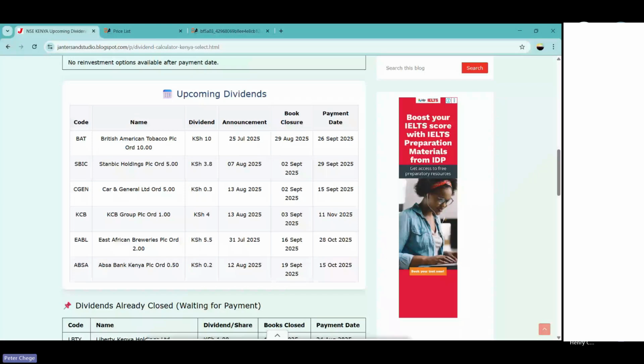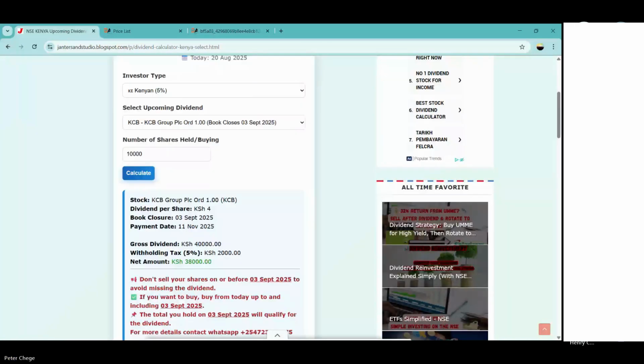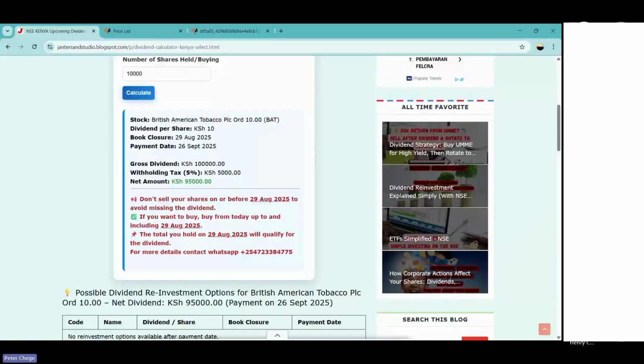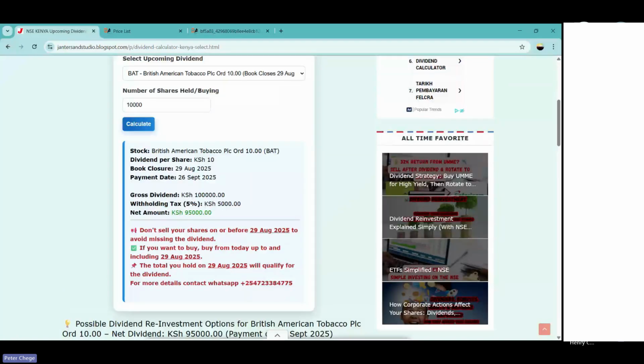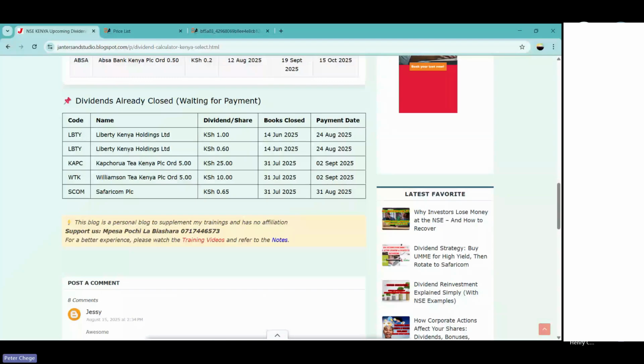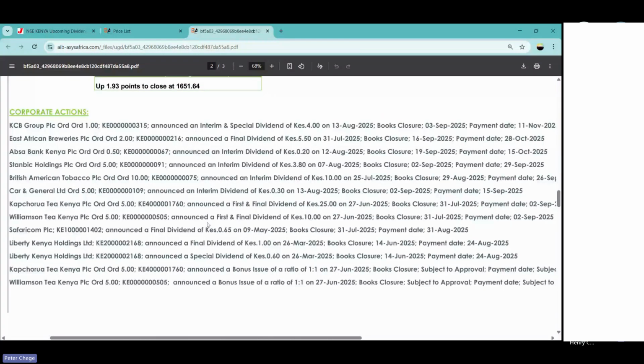Again, if you see it here, BAT, you can come to the calculator and select BAT. It is up there. Do your mathematics. It tells you what to do, and the dividend that you receive. Only that I have not added the price, so that it gives you a tentative amount that you can utilize to buy. But I'm still building it, but you are free to use it. If you go down there, it tells you the dividends which have already closed and are waiting payment. So it summarizes what you are reading here in a simple way. You can play around with it.